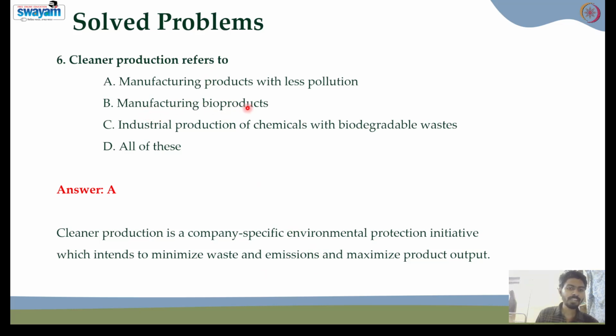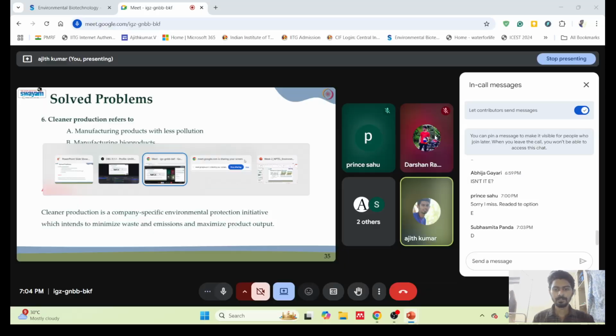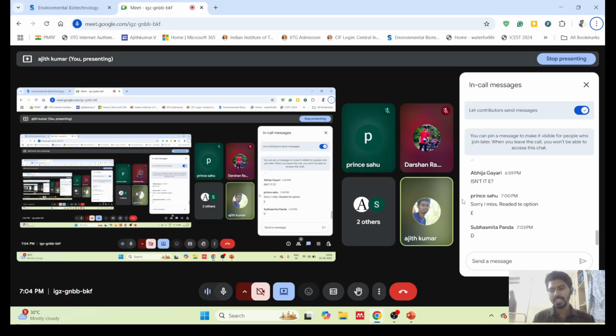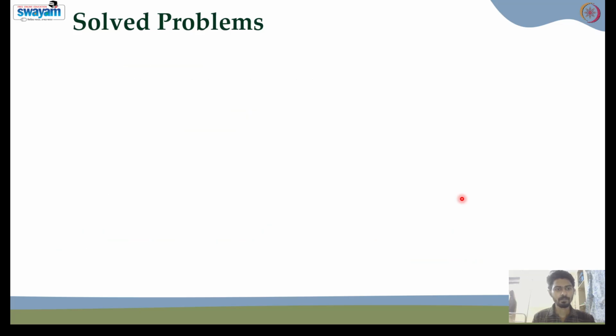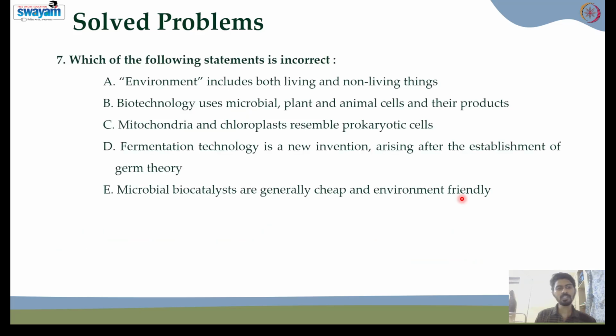If you are manufacturing the bioproduct, then it comes under biotechnology, if you are mainly focusing on manufacturing the bioproduct. So this is also industrial production of chemicals with biodegradable waste. So this also comes under the biotechnological aspect. But if we are focusing on cleaner production, it is manufacturing the product with less pollution. So the answer is A. So we will move on to the next question.